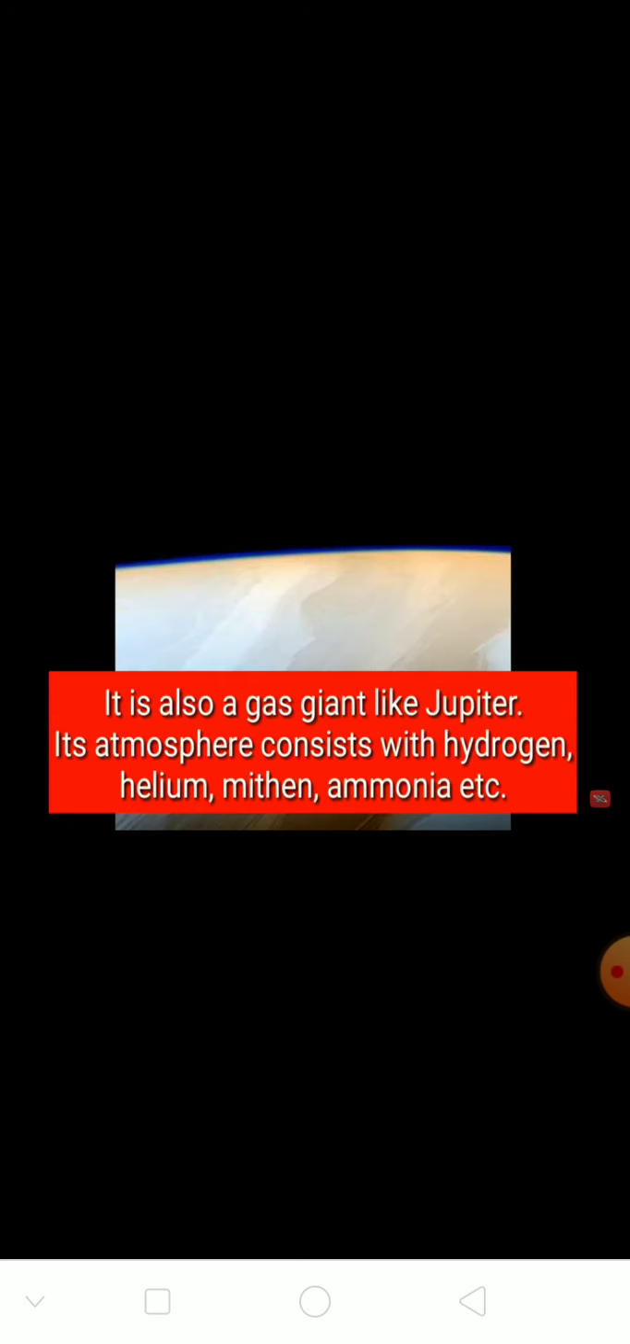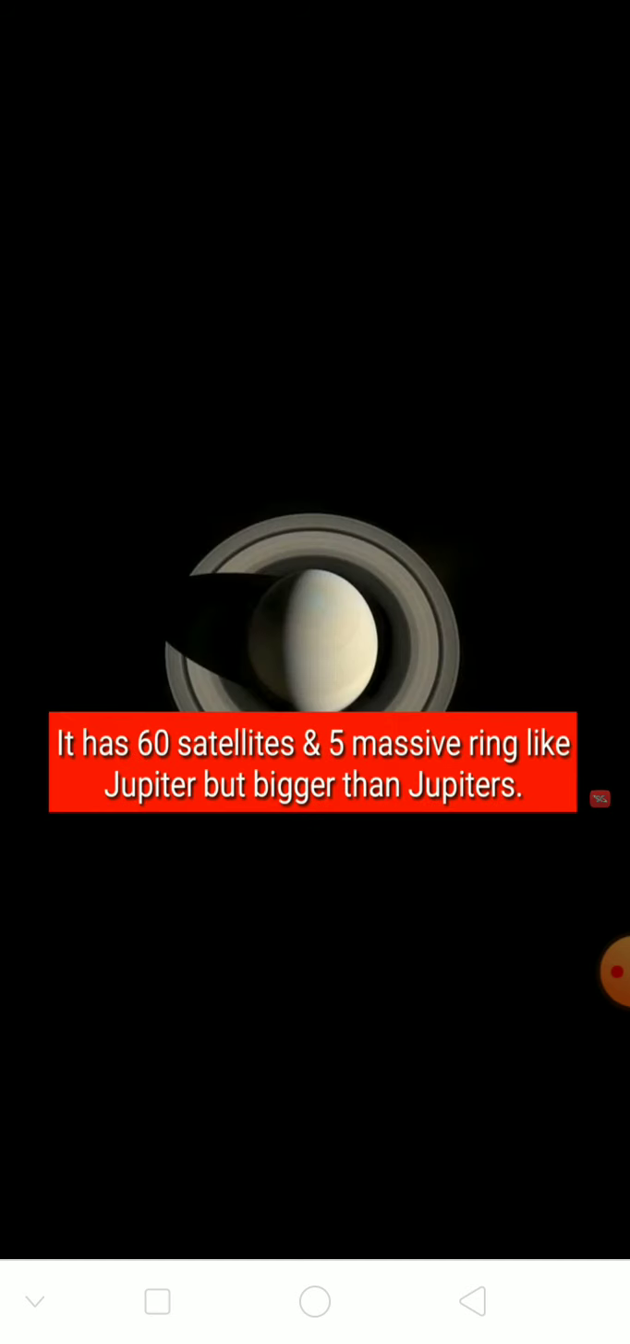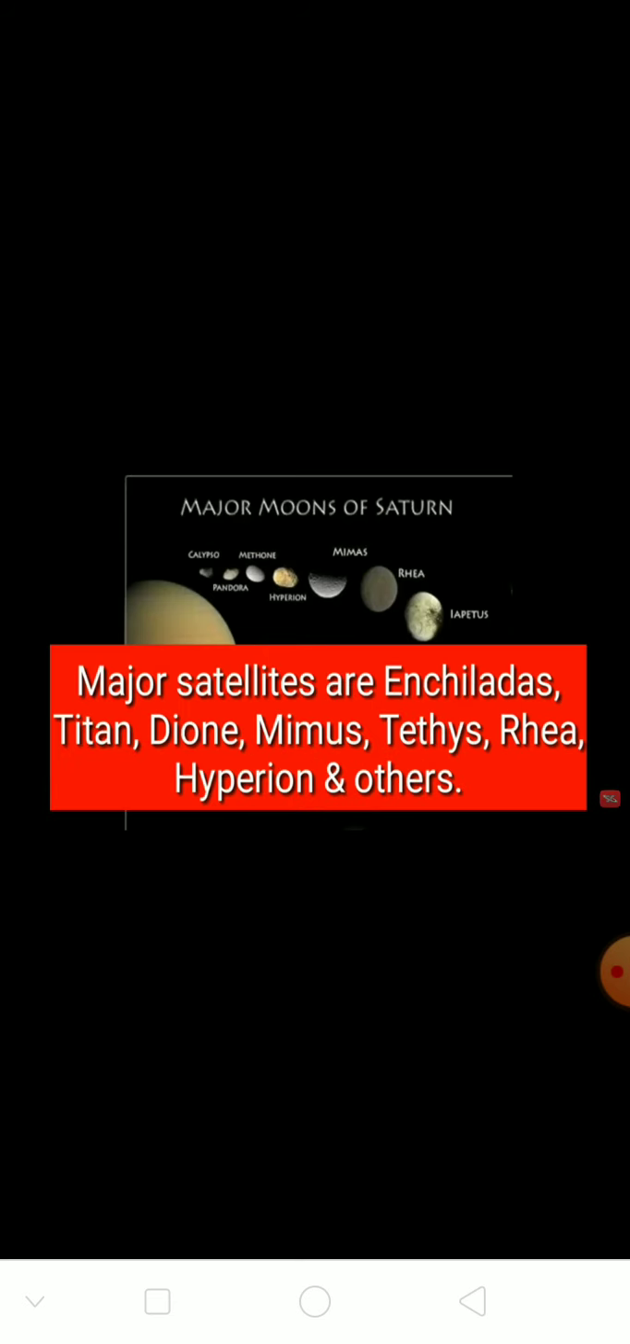It is also a gas giant like Jupiter. Its atmosphere contains hydrogen, helium, methane, ammonia, etc. It has 60 satellites and 5 massive rings like Jupiter but bigger. Major satellites are Enceladus, Titan, Dione, Mimas, Tethys, Rhea, Hyperion and others.